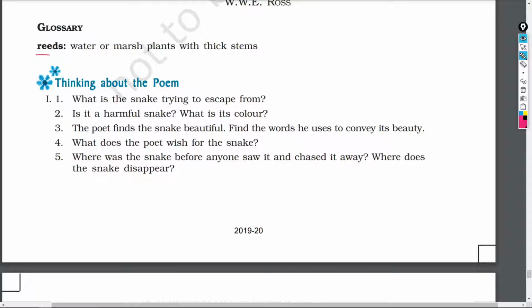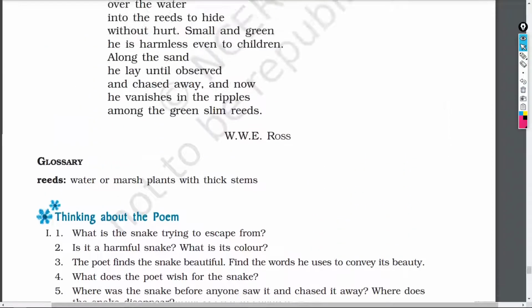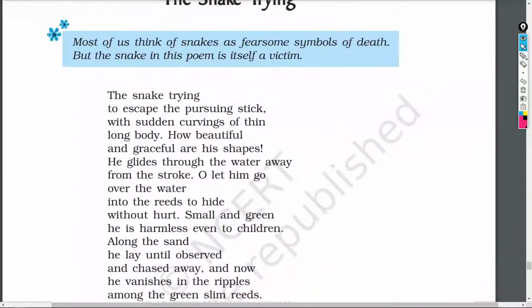So, keeping these questions in our mind, now we will be starting the poem. We'll be analyzing the poem, and after that we'll be illustrating the poem, and after that we'll be going for the analysis. So let us go for this. Let us continue with the explanation.